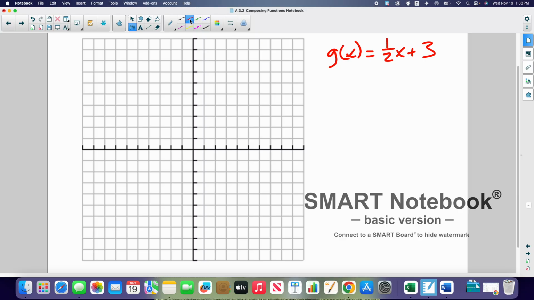This should be a lot easier graph, correct? What is this a graph of? A line. How do we graph a line that's in y equals mx plus b form? That's all that is. We're going to start y-intercept at 3. And we're going to do the slope up 1 over 2.